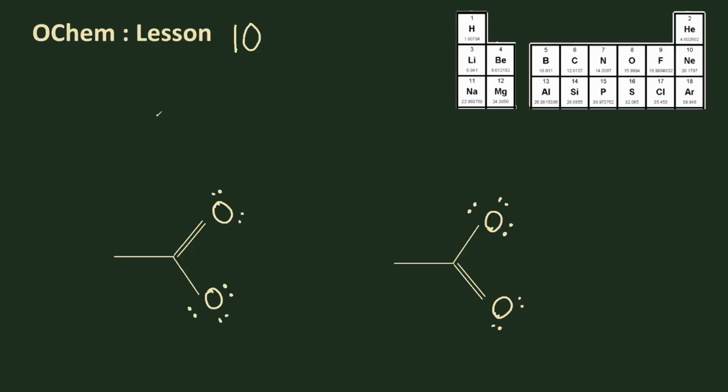Today I want to talk about resonance, which is really cool. So I've drawn you two acetate ions. Here's acetate. And I want you to notice here that this oxygen has 6 valence electrons locally, so he's neutral, but this oxygen has 7 electrons locally, so he has a -1 formal charge. And on this side, that's up here. So all I've done is switched the configuration of the double bond.